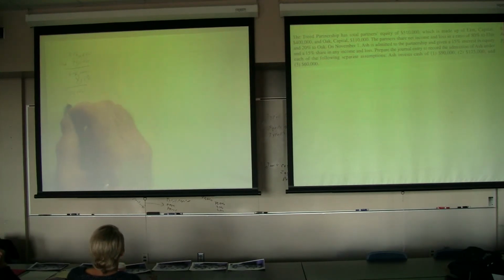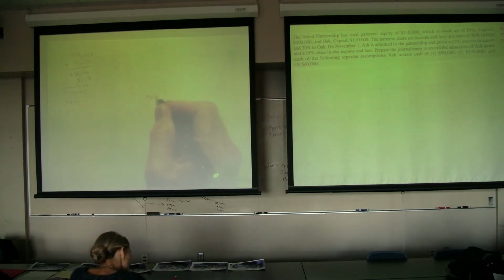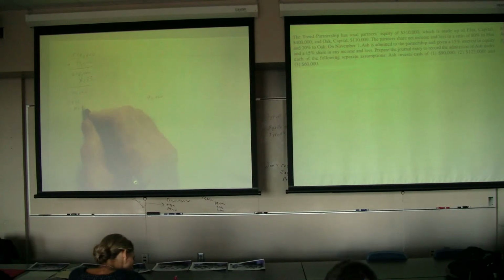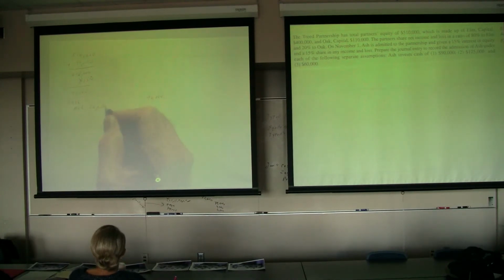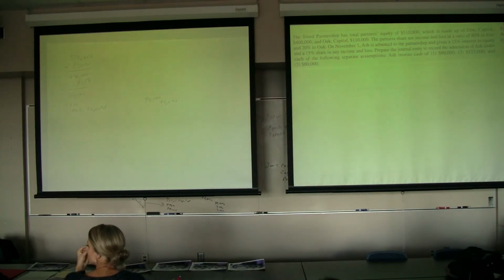So in that case, cash will be debited for 90, and Ash, capital will be credited for 90. And it's because his investment exactly equals 15% after his investment. Does that sound about right? There's no addition. There's just no bonus to the old partner. There's no bonus to anybody, because it just works out that it's exactly the same.